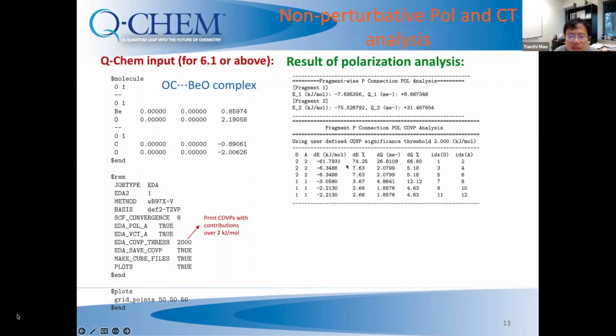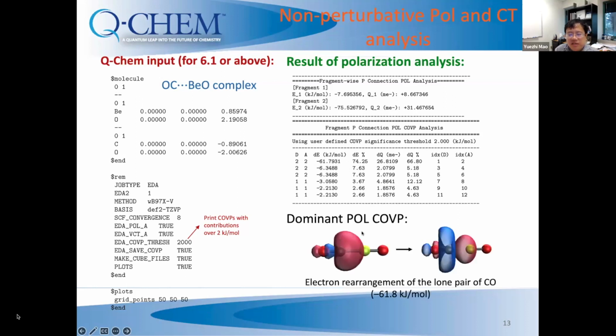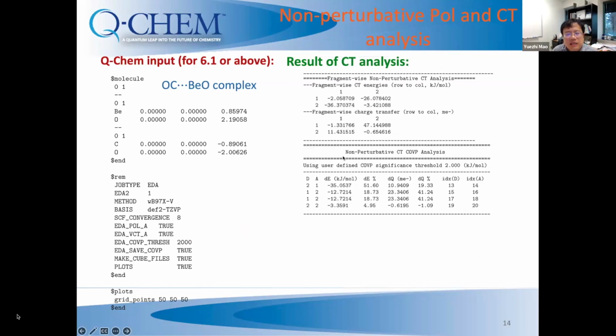And from the COVP analysis, there is only one most significant contribution, and if you visualize these orbitals, it corresponds to the electron rearrangement of the CO's lone pair. Okay, and then we can move on to look at the charge transfer analysis result.